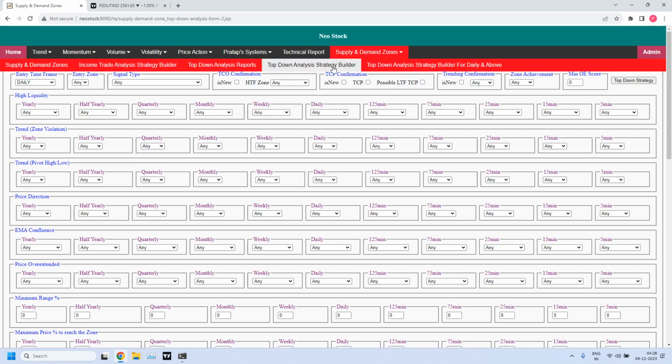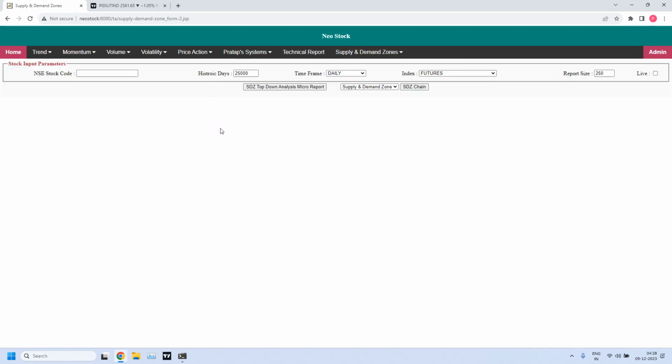In our software there is a concept called top-down analysis reports, where there is a supply demand zone chain. So here, let me copy the stock code, Pidilite Industries, and the entry time frame is 15 minutes. And let me generate the HDZ chain for the 15 minutes time frame.